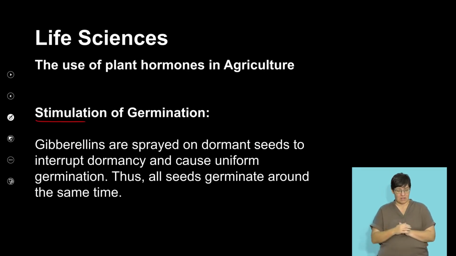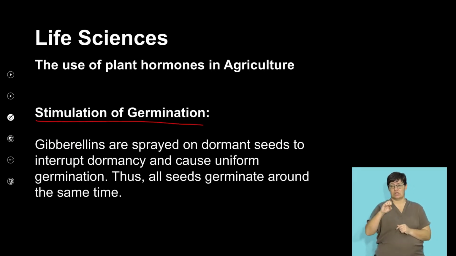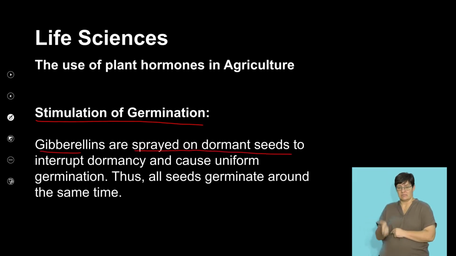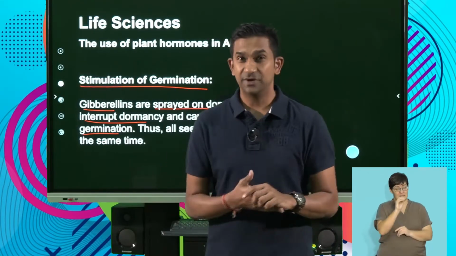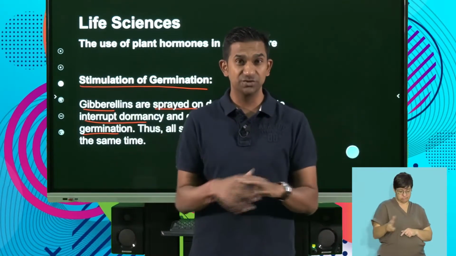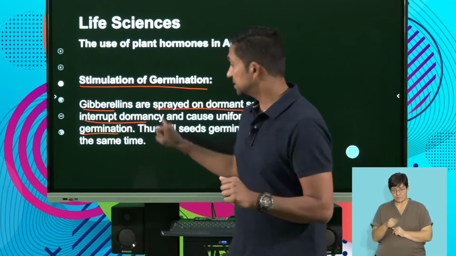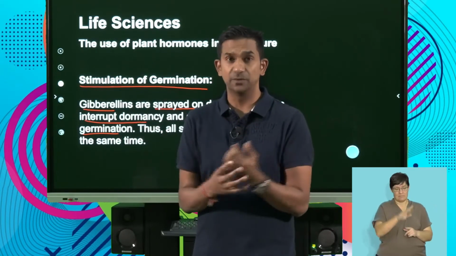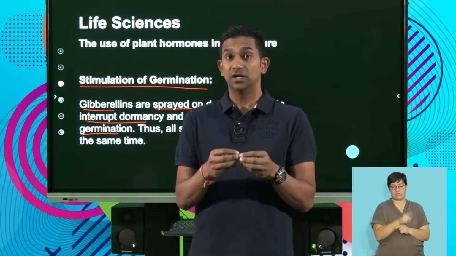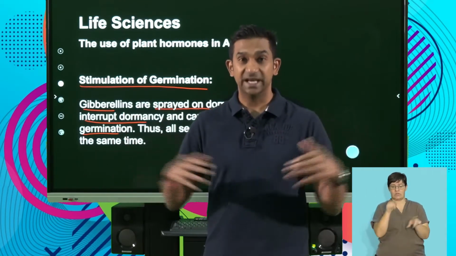We also know that there are hormones used to stimulate germination. So gibberellins are sprayed onto dormant seeds, and these will interrupt the period of dormancy, causing uniform germination. Now what does this mean? So before seeds are planted, a farmer will apply gibberellins onto these seeds. The gibberellins, as they would do, will activate these seeds, wake them up from their state of dormancy. And this allows for all those seeds to germinate at the same time.